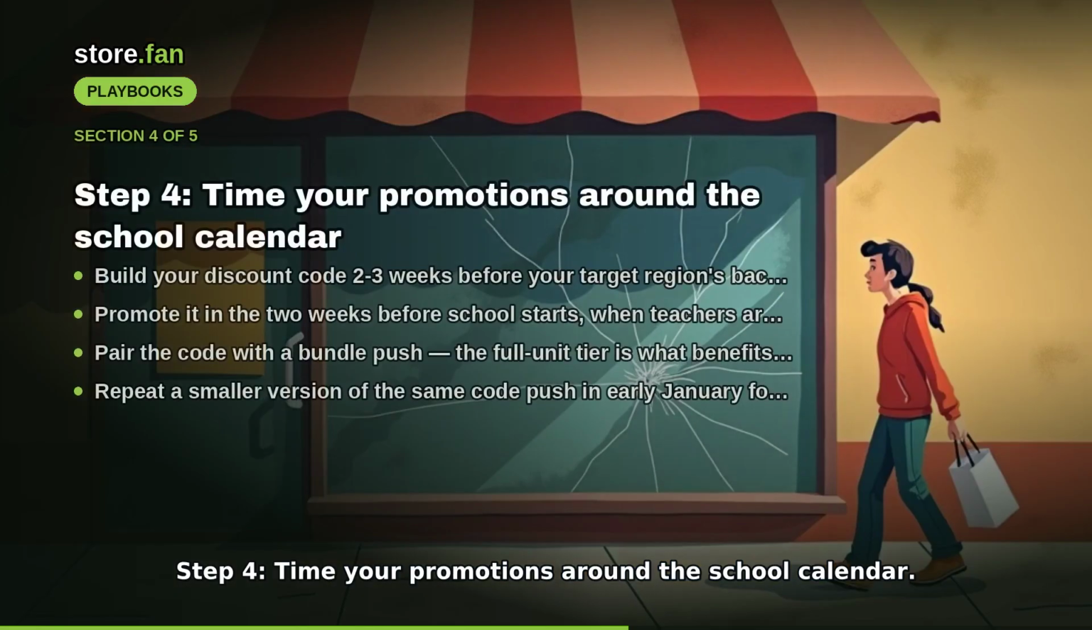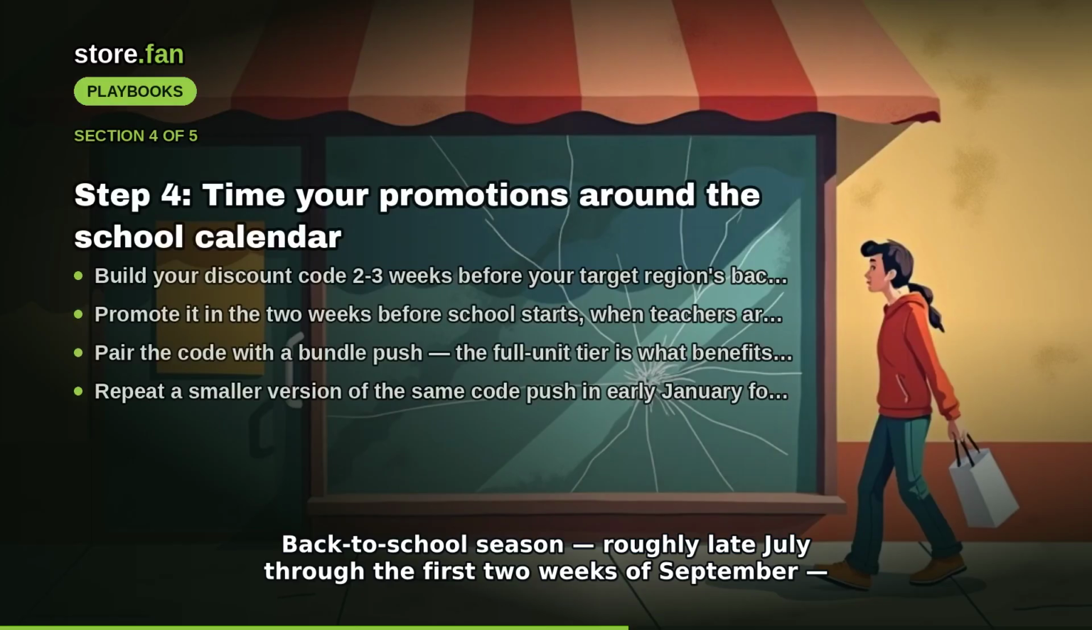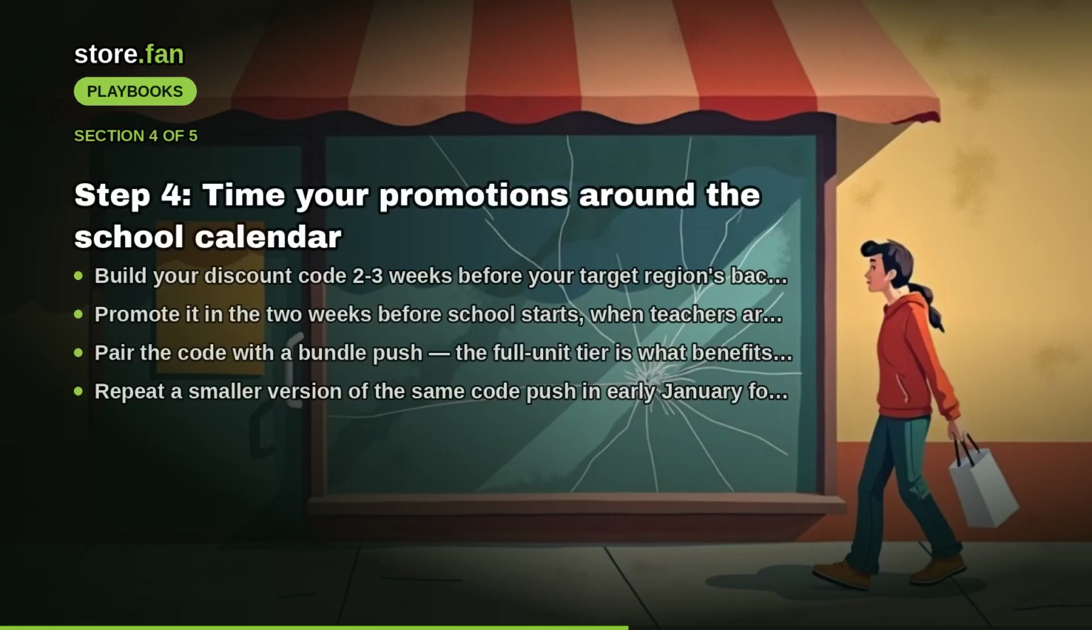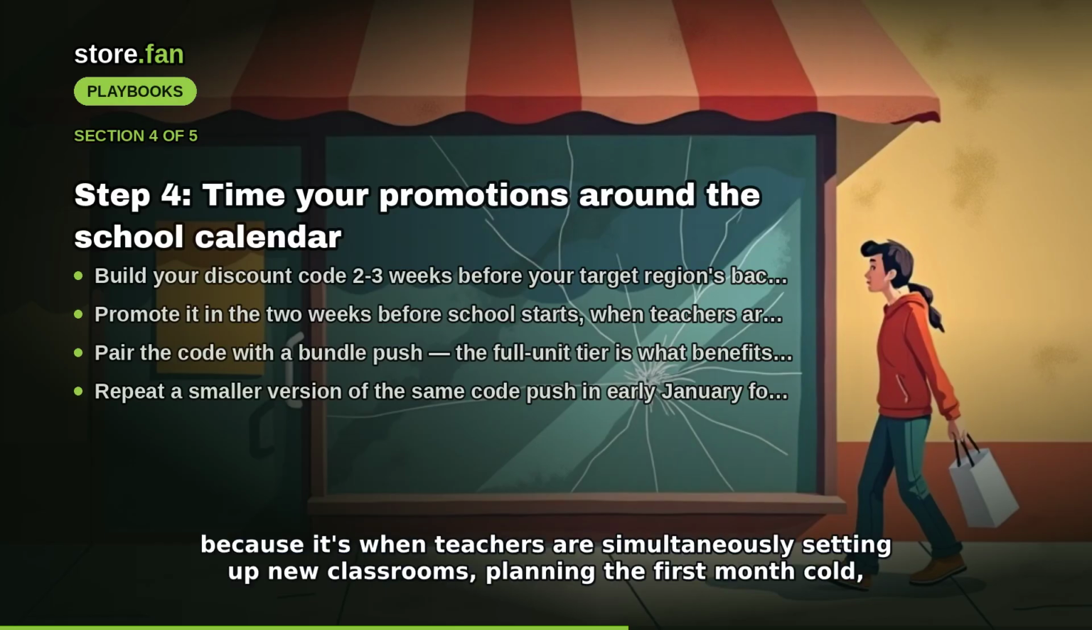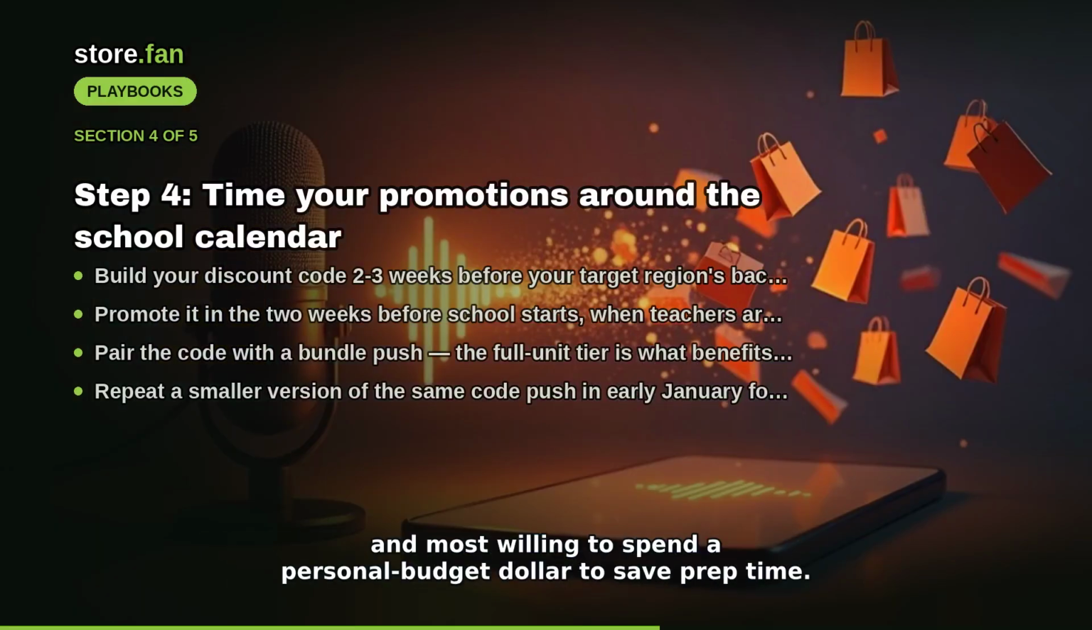Step 4. Time your promotions around the school calendar. Back to school season, roughly late July through the first 2 weeks of September, is the single biggest buying window for teacher-facing products because it's when teachers are simultaneously setting up new classrooms, planning the first month cold, and most willing to spend a personal budget dollar to save prep time.